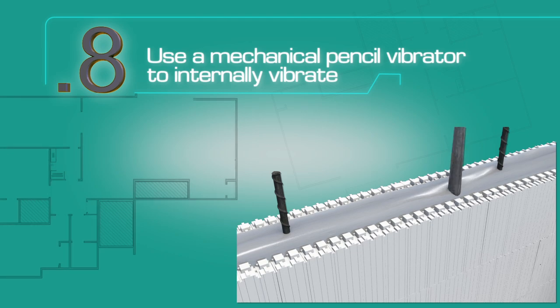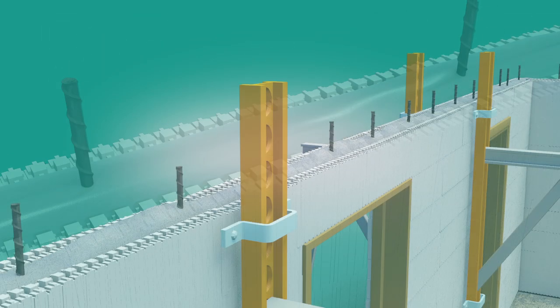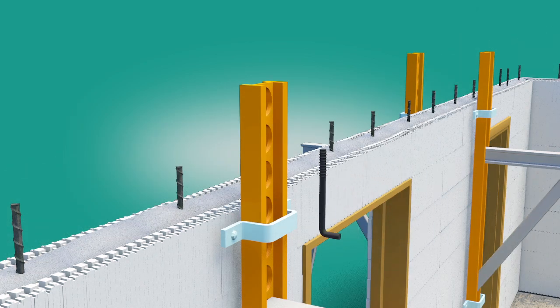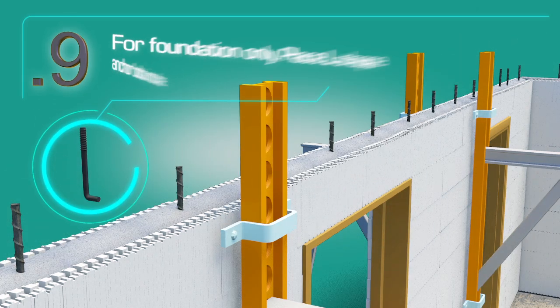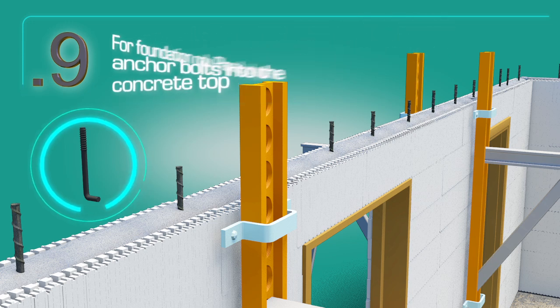Screed off the concrete until it is even with the block top, and then wet set anchor bolts into the concrete top. These bolts will be used later to install the top plate, mudsill, for the installation of rafters or trusses.